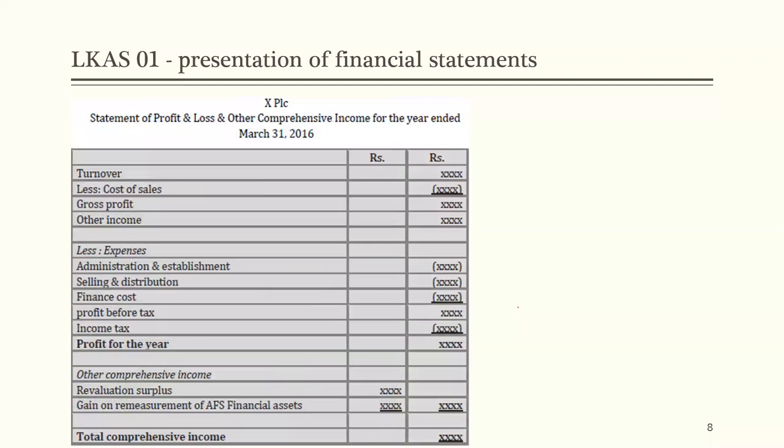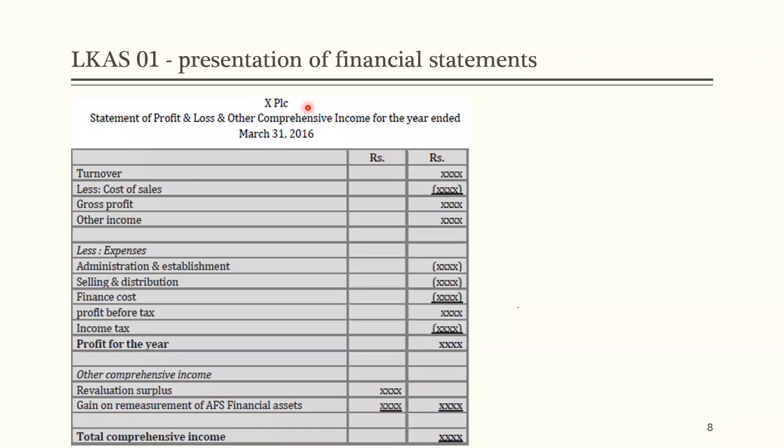So here, as I said before, the company name, right, the category of the financial statements we need to present, and for which period, the currency and the level of rounding off. We only need to show the level if we round off, right? Those things we need to present.